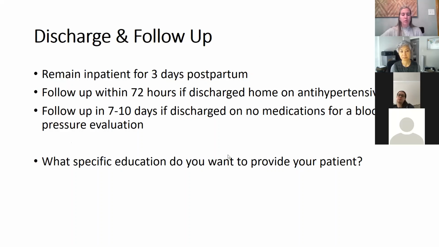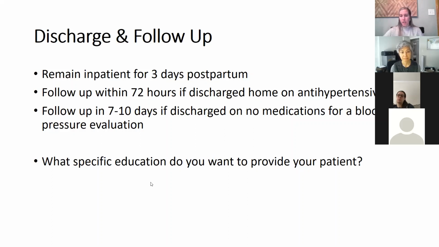So discharge and follow-up. At University of Chicago, we keep all of our hypertensive patients inpatient for 3 days because of this increased risk of developing preeclampsia and eclampsia. They should follow up within 72 hours for a blood pressure check if they're discharged home on any antihypertensives. And then within 7 to 10 days for blood pressure evaluation if there are no medications.